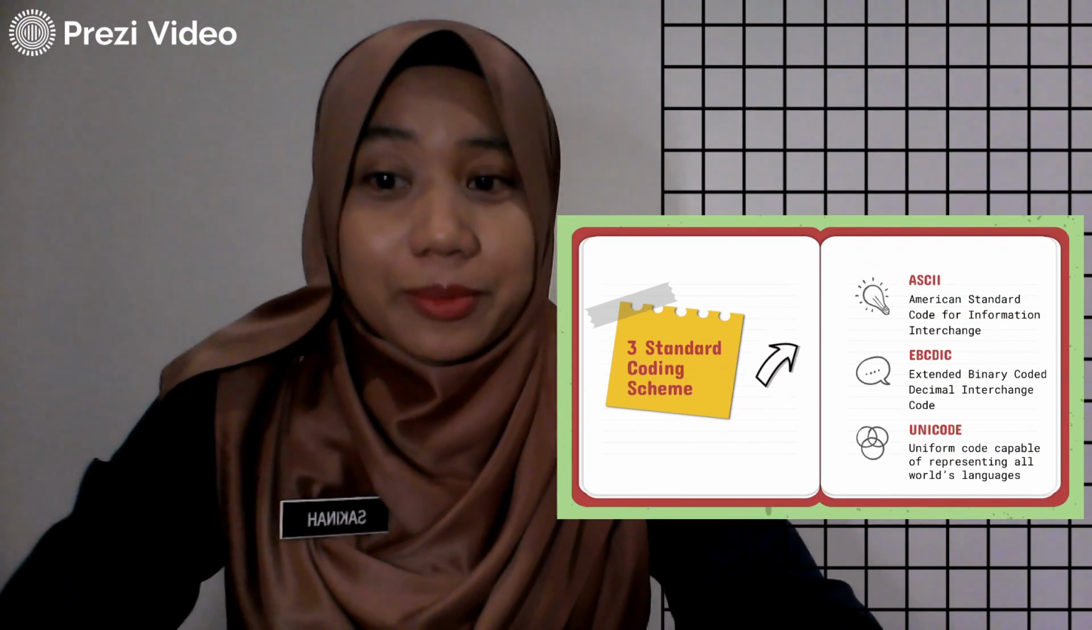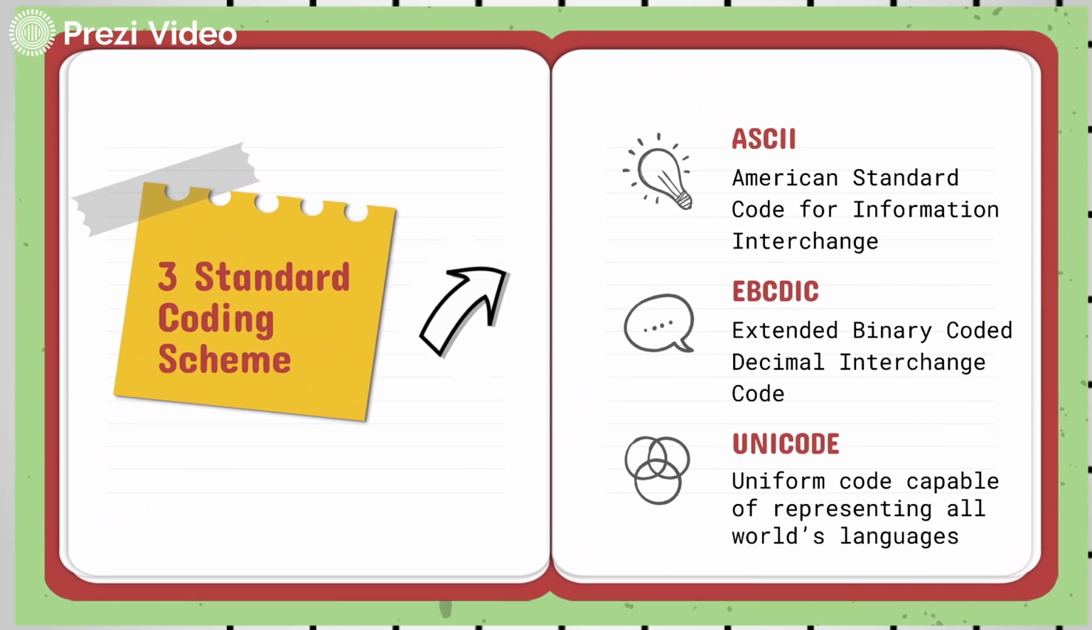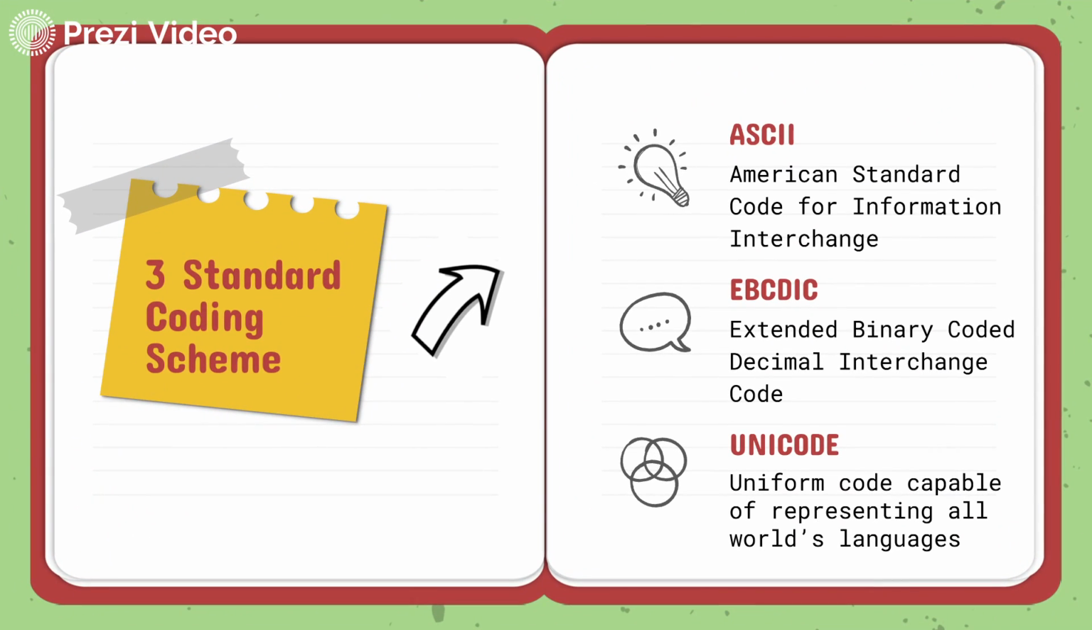In your syllabus, there are three standard coding schemes that you need to know. The first one is ASCII, the American Standard Code for Information Interchange. The second one is EBCDIC, the Extended Binary Coded Decimal Interchange Code. And lastly, you have Unicode. Among these three, Unicode is the most capable coding scheme that can represent almost all the world's languages.